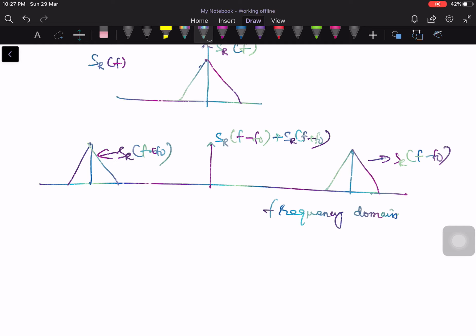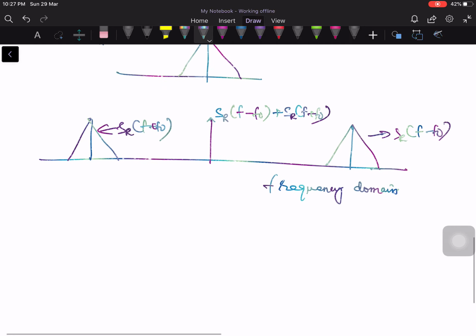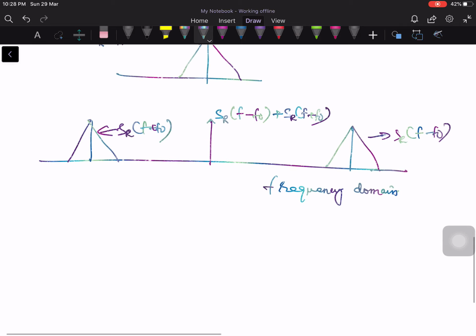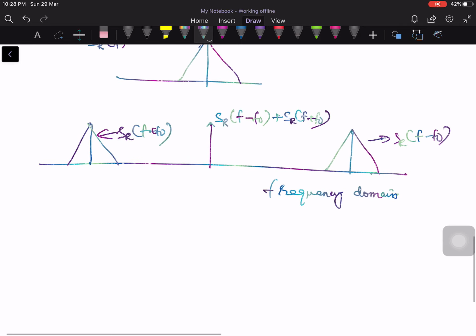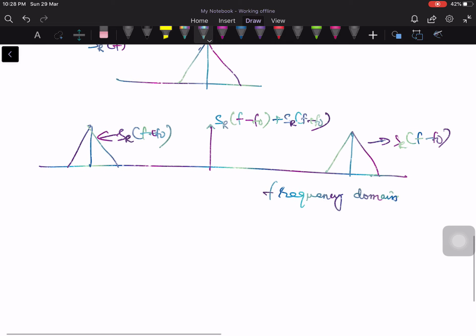But this is a rough figure actually. Originally, if you take the Fourier transform, it won't be a rectangular pulse, it will be a sinc pulse, because the duration is finite, and it is like a rectangular shape. So whenever you take a rectangular pulse in the time domain and take the Fourier transform, we know that the spectrum looks like a sinc pulse.